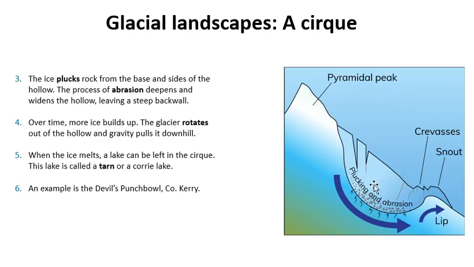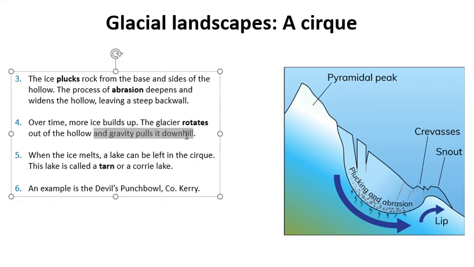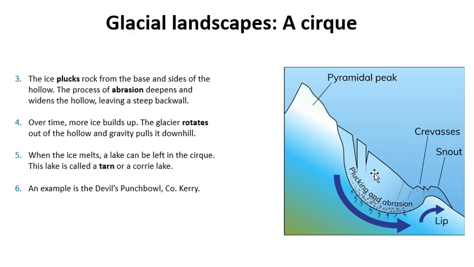Again, remember this glacier is moving downward. So the ice plucks the rock from the base and the sides of the hollow, and the process of abrasion deepens and widens the hollow. So this hollow is getting deeper and wider as the glacier is moving downwards. Over time, where the ice builds up, the glacier rotates out of the hollow and gravity pulls it downward. So that's our word there, gravity. This glacier is going to move down away from the hollow because of gravity, plucking, and there's also abrasion, which is deepening and widening that hollow.